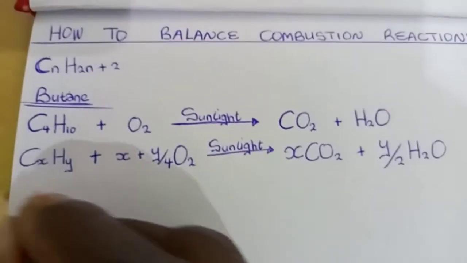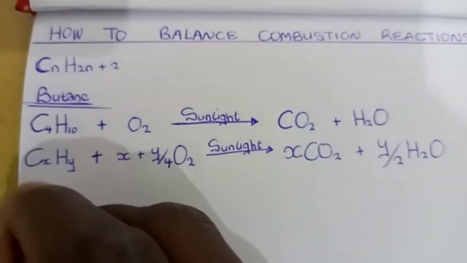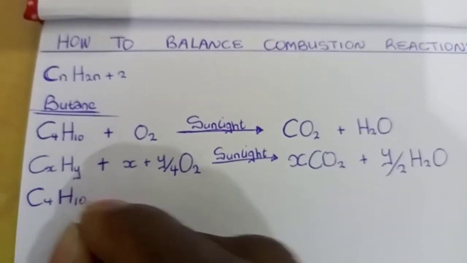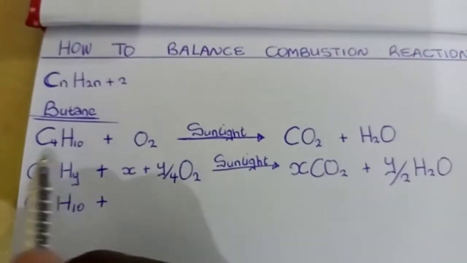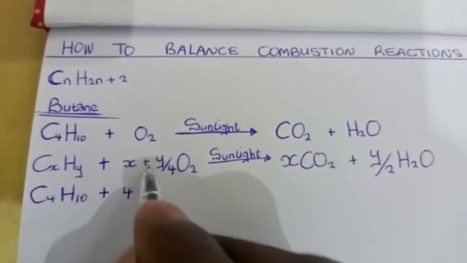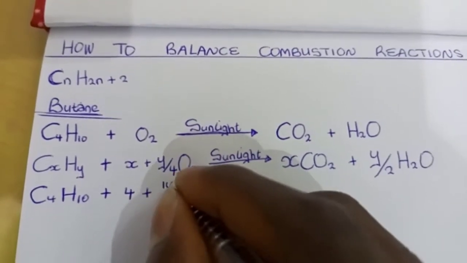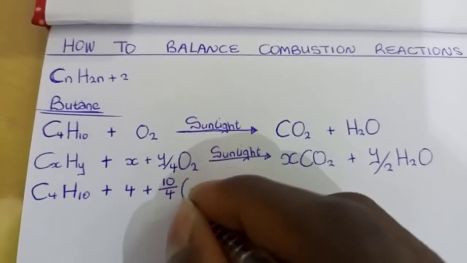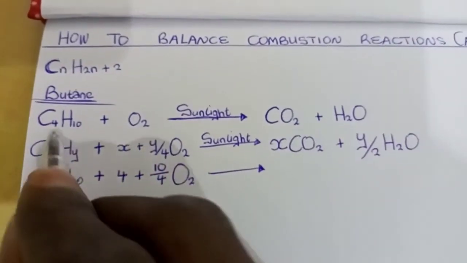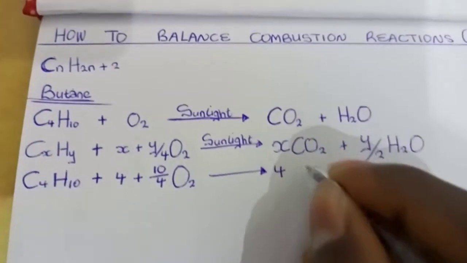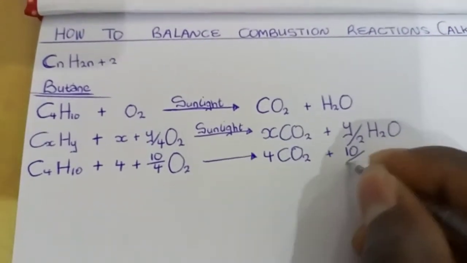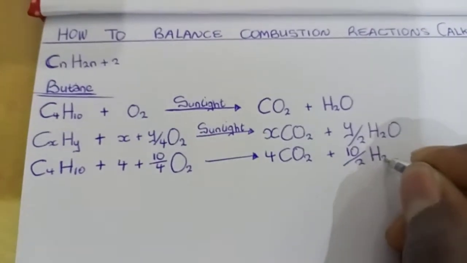So we put in here C4H10 plus, like we said earlier, our x represents 4, so 4 plus, and our y is 10, 10 over 4 oxygen in the presence of sunlight. Like we said earlier, our x is 4, so 4 CO2 plus 10 over 2 H2O.